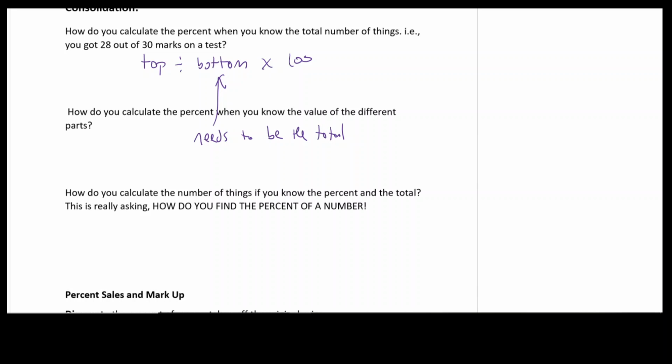Like we had the 12 cats and 13 dogs, so you need to get the total first, and then really what you're doing is the part that you're interested in divided by the total, and then times by 100.